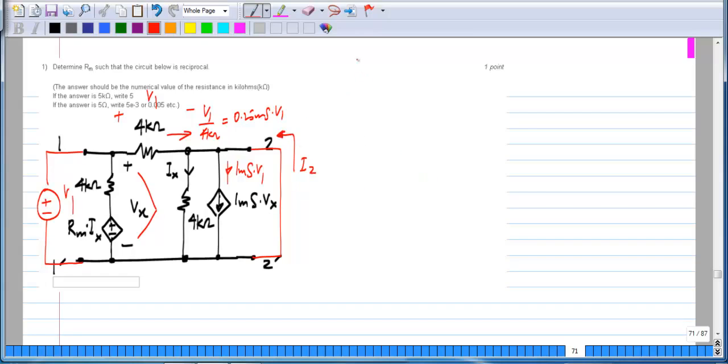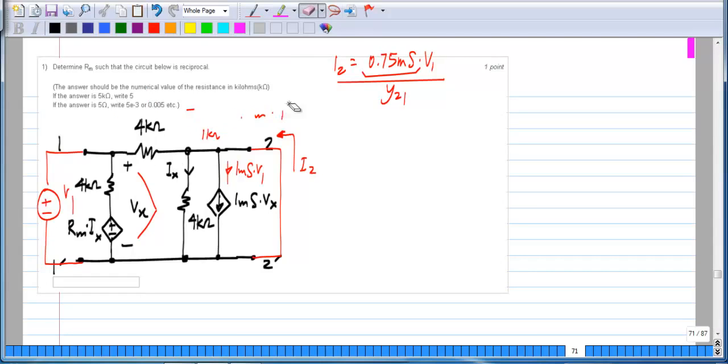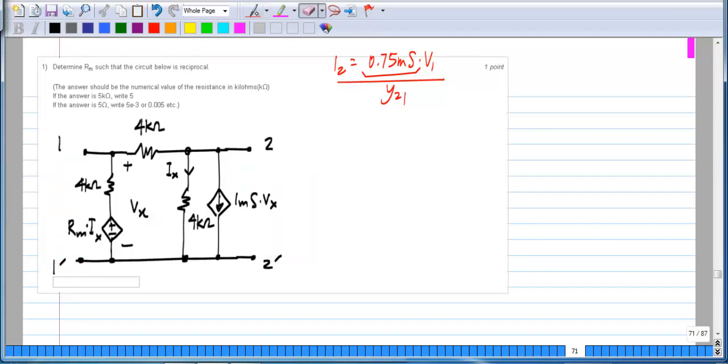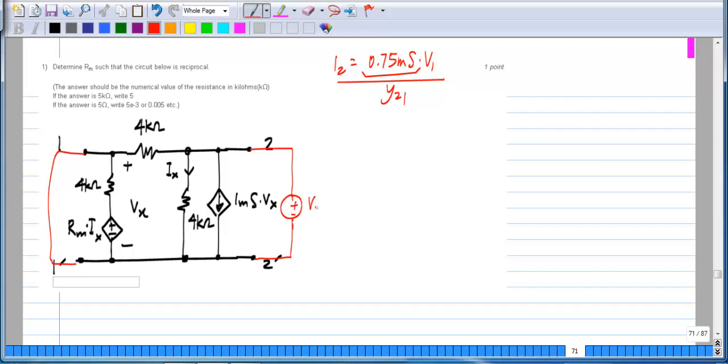So this current I2 equals this current minus that current, which is equal to 0.75 millisiemens times V1. Okay. So this number here is y21. Now we can evaluate y12 by short circuiting port 1, applying a voltage V2 to the second port and finding the current I1.